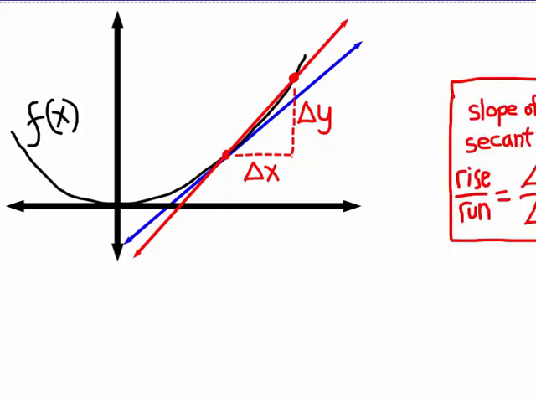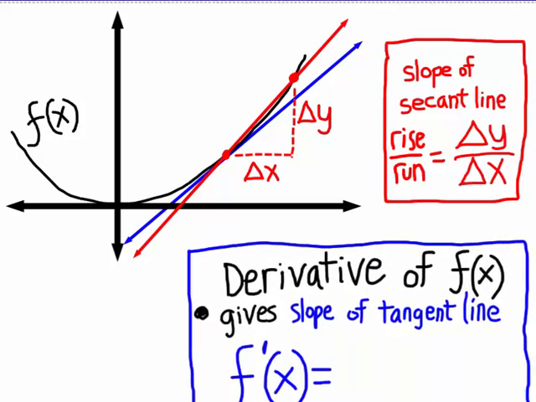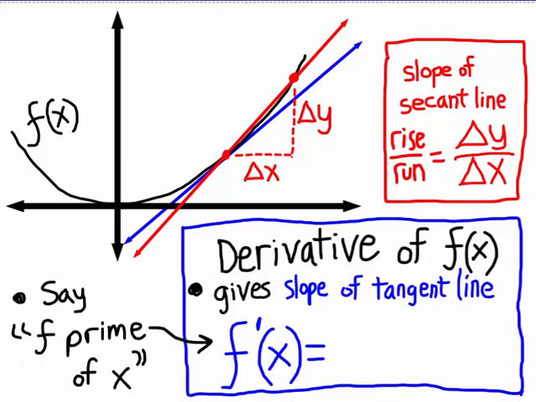So for a student new to this, here's what I would propose you should write down in your notes here. The slope of the secant line is just the same old rise over run that you've known about for years, delta y over delta x. I would advise you to draw this picture and make sure you're comfortable with that concept, that slope of secant line is delta y over delta x, change in y over change in x. But the slope of the tangent line, which we have likely already talked about in class, we will call the derivative of f of x. It gives us the slope of the tangent line, and we'll use this notation, f with a little apostrophe. We say that out loud as f prime of x.